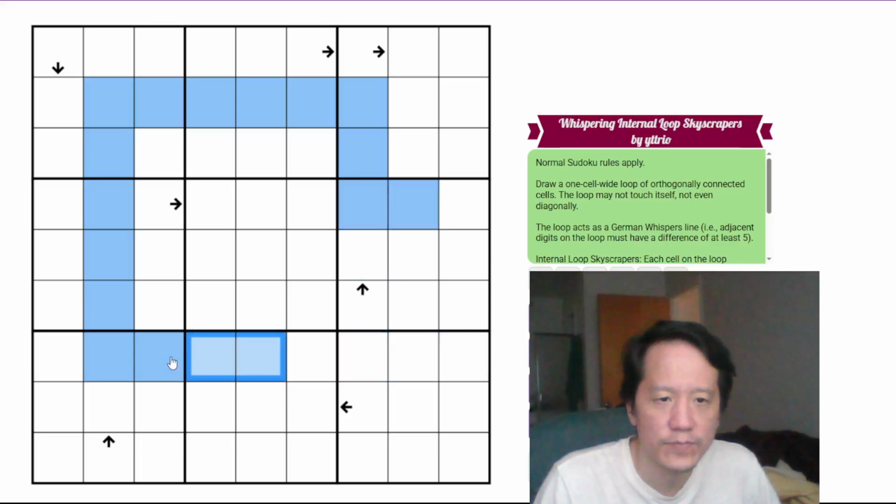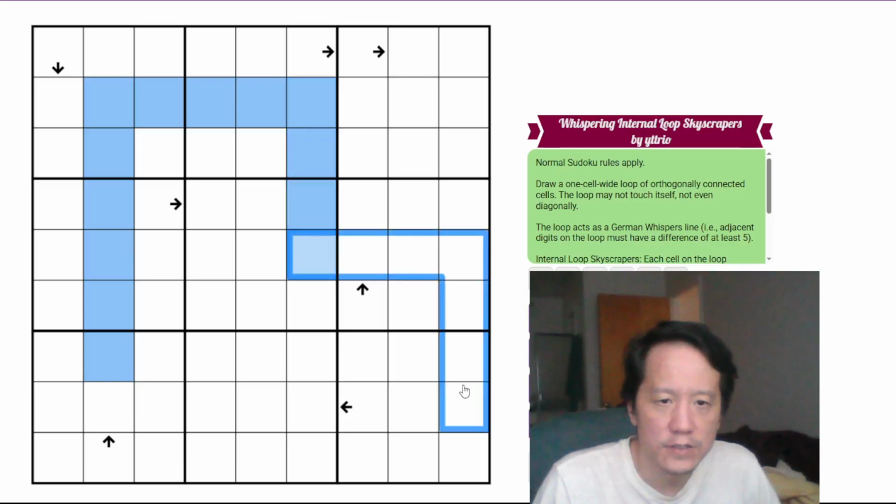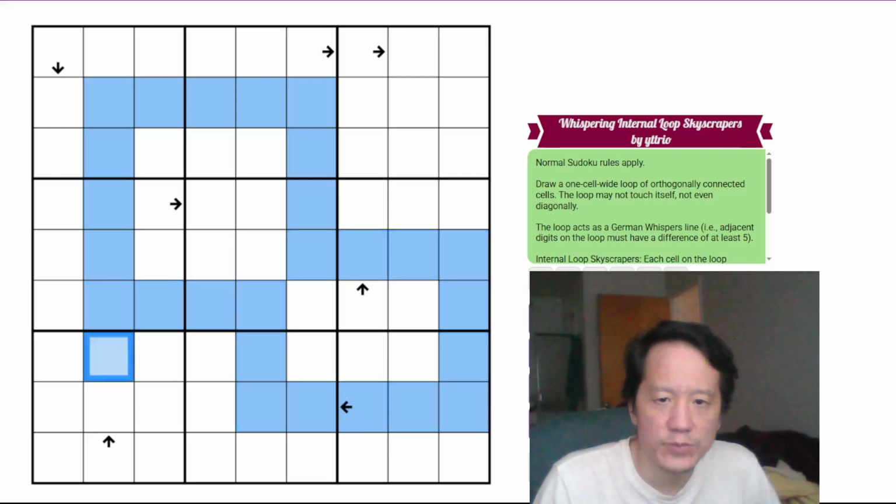Nor could it do something like, say, how do we want to go? Okay, let's just do this to here, to here, to here, to here. It could not do something like this because this would be touching itself diagonally.